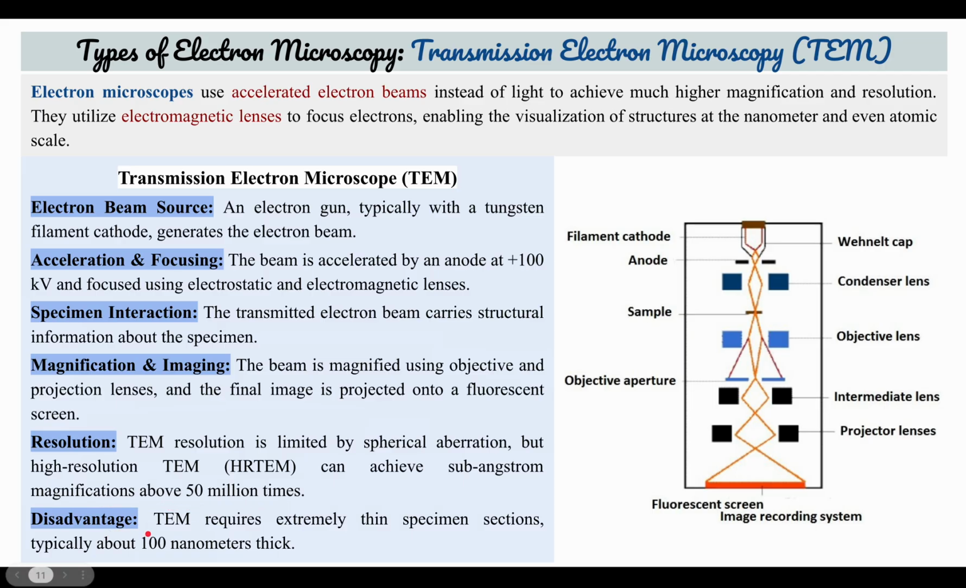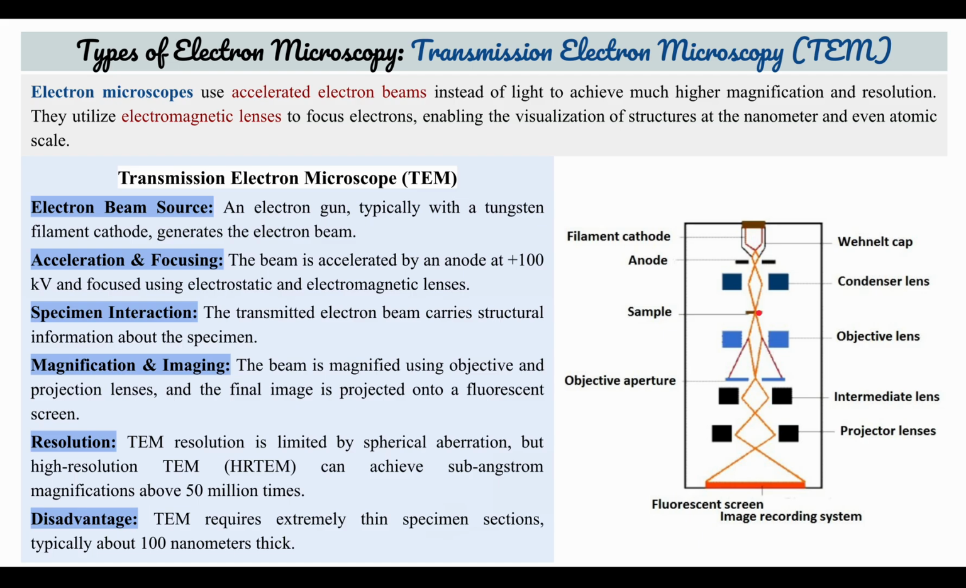And there are certain disadvantages of this TEM. It requires extremely thin specimen sections, typically about 100 nanometers thick. The main reason why we cannot work with thick specimens is that these electrons have heavy mass, they are heavier, so they cannot pass if the sample is thick. They will not be able to pass through the specimen. In that case, the transmission will be quite difficult.